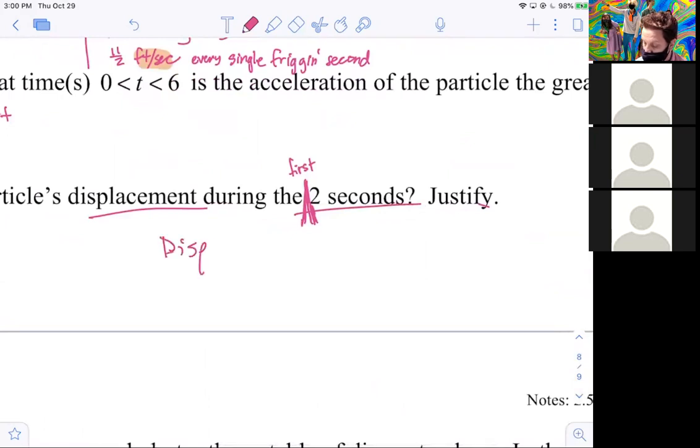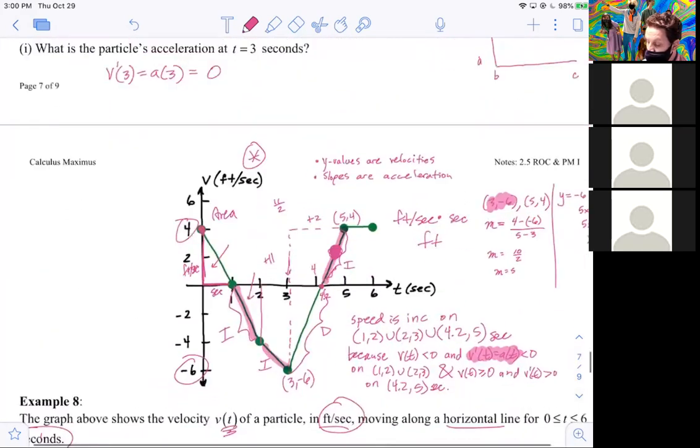So what is the particle displacement? Displacement is 0 what? Not inches. Feet. Yeah. And it says to justify. It wouldn't ask you to justify in this case if it's a genius question. But here's one way you could justify it.